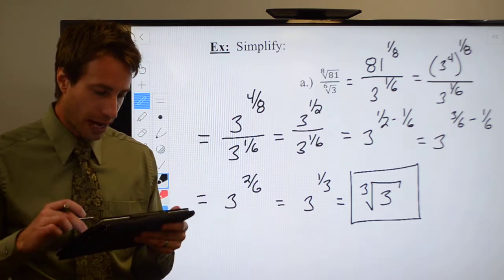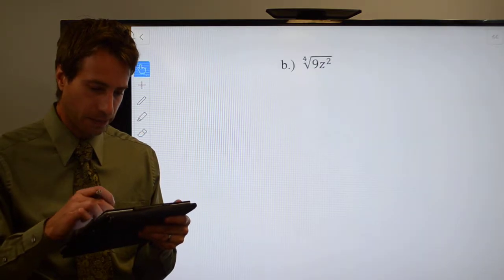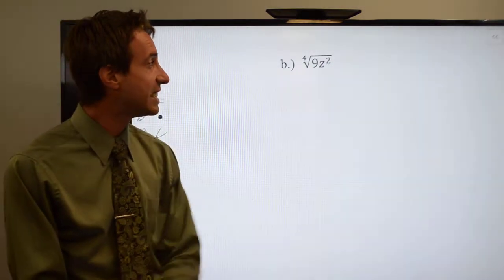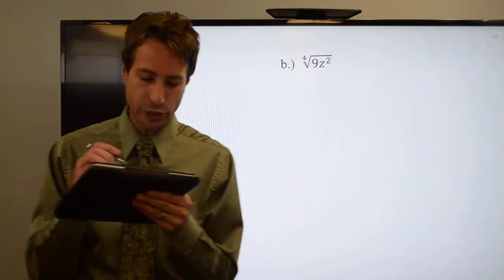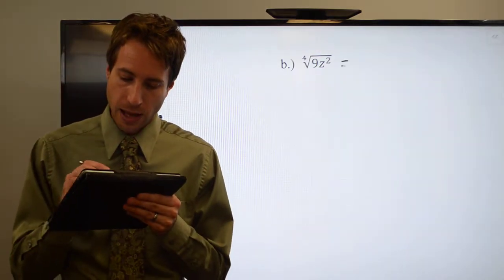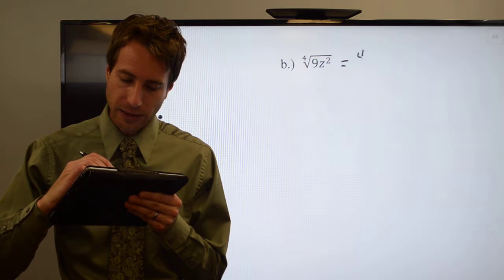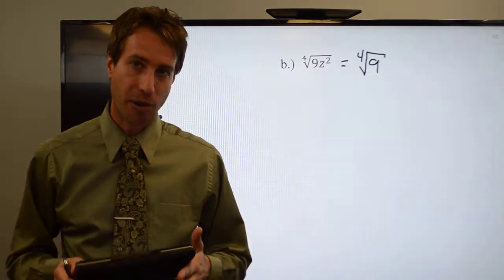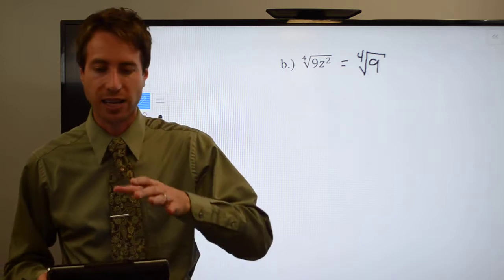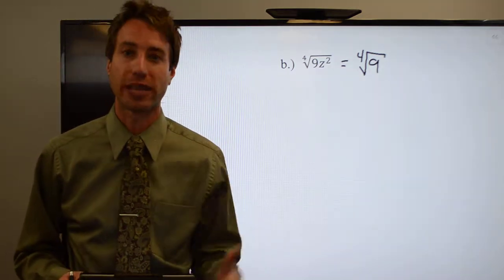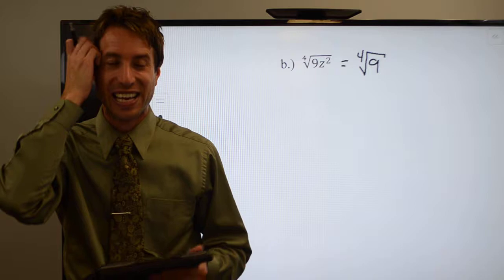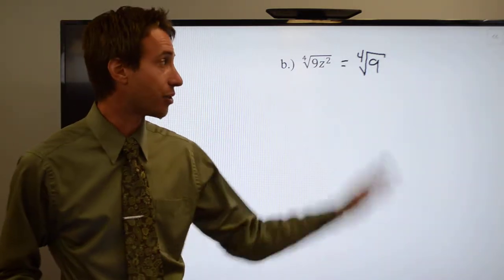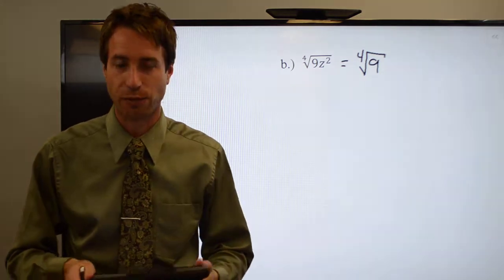All right, here we go. I got another one for you right here. I want you to take the 4th root of 9z squared. Well, let's go ahead and do some rewriting. I'm going to split these guys up, take the 4th root of 9. 9 does not have a perfect 4th root, right? There's nothing that when you raise it to the 4th power gets you 9. Well, an irrational number, but we're not going to write irrational numbers. We'll just leave it as the 4th root of 9.